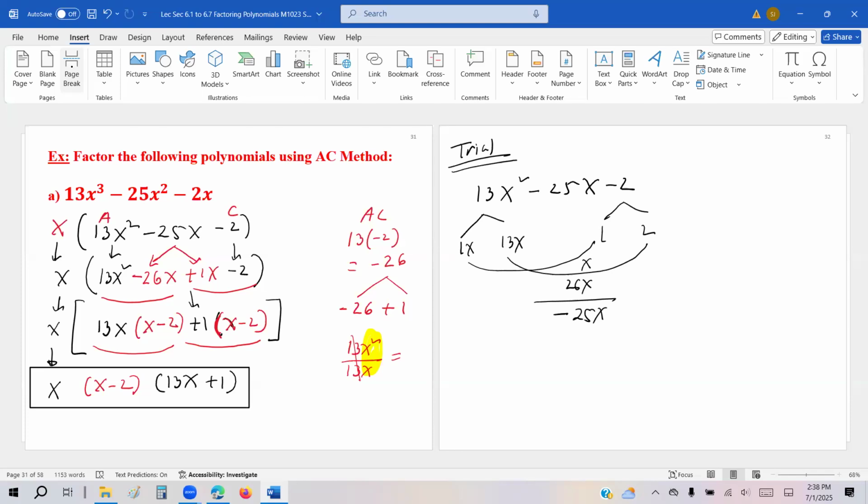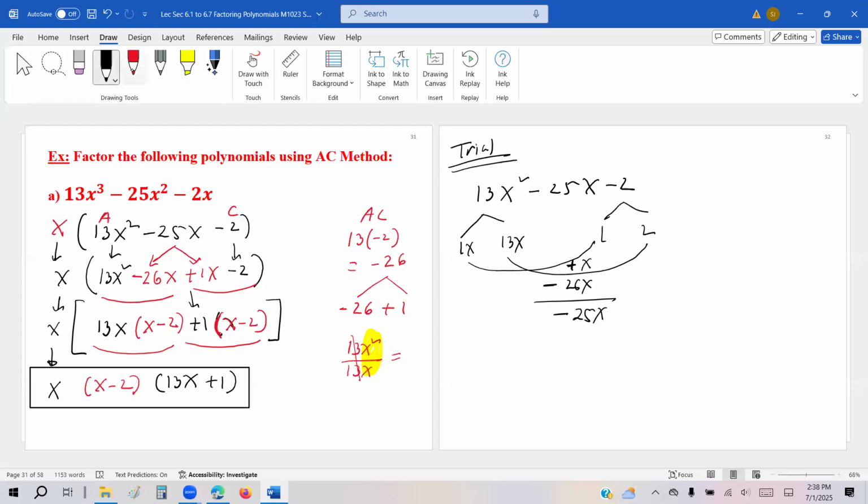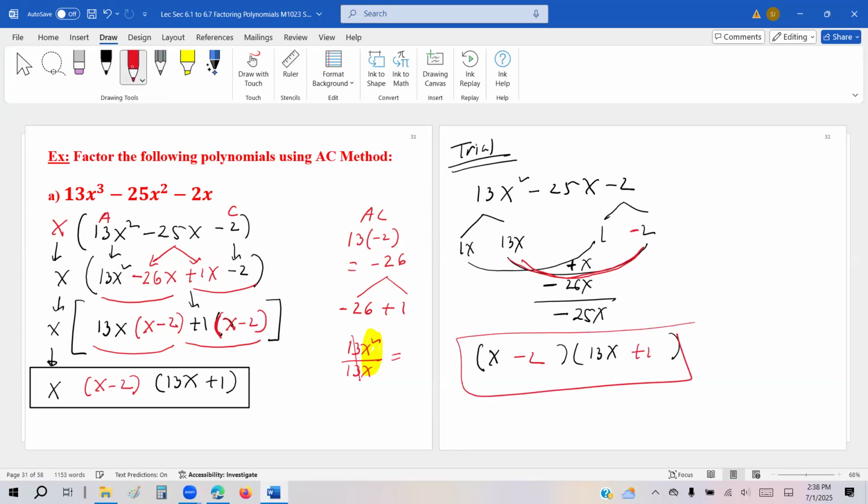So which one is minus, 26 or 1? 26x or 1x? This has to be minus, this has to be plus. Since 26 is minus, and we got 26 from 13 and 2, 2 has to be minus. So we put them together, 1x and 13x. We multiply 13 with negative 2, so you cannot put them together. And we have the same thing: x minus 2, 13x plus 1.